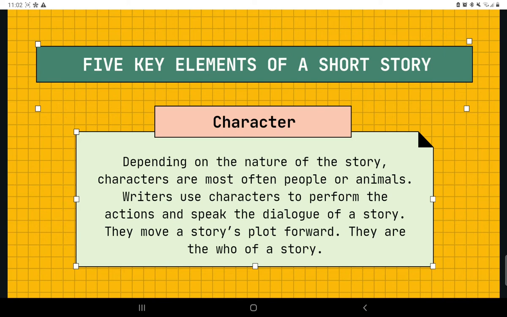Yung situation, we also include that under settings. Ngayon, kung wala namang situation, huwag kang gagawa ng situation. Kailangan nandun talaga siya sa story. Kung walang situation, okay lang walang ilagay.